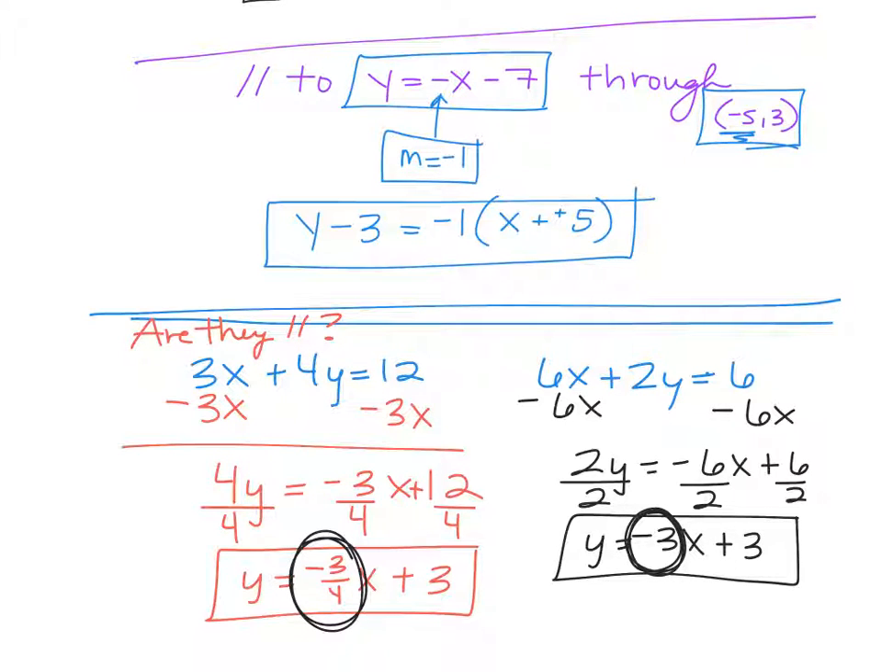Negative 3. Okay. Are those two lines parallel? No. Your slopes are different, right? If they have different slopes, they will not be parallel. Okay? Questions on that? That's the whole thing.